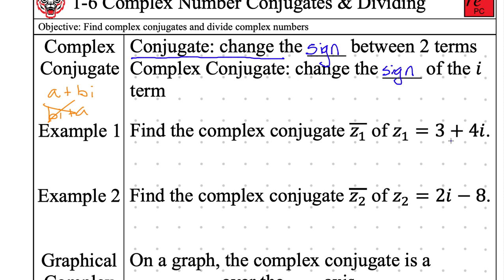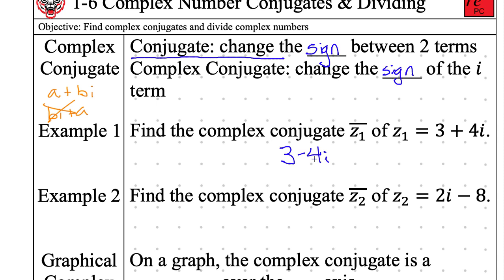Is there a quiet raised hand? Who can find the complex conjugate of 3 plus 4i? Andrea, go for it. There it is. 3 minus 4i. Thank you, Andrea. All we did was change the sign. That's it. Easy XP. Thank you, James, for logging the XP.